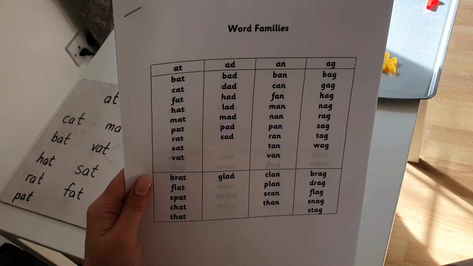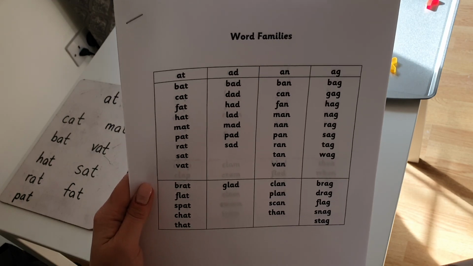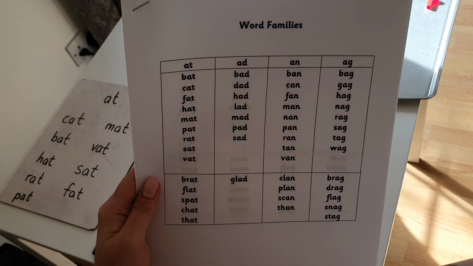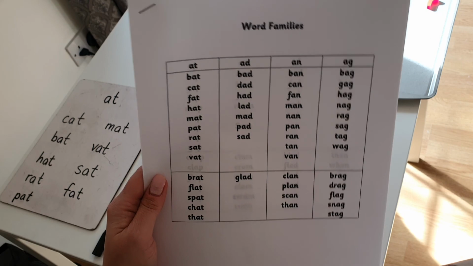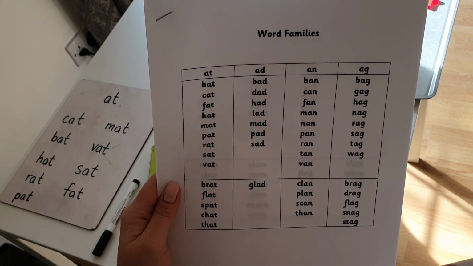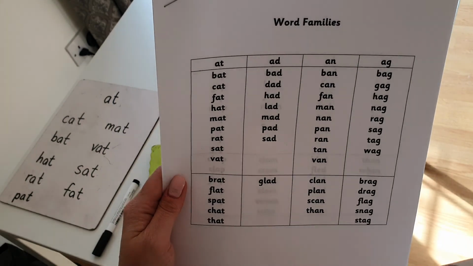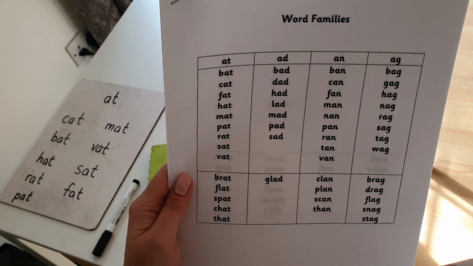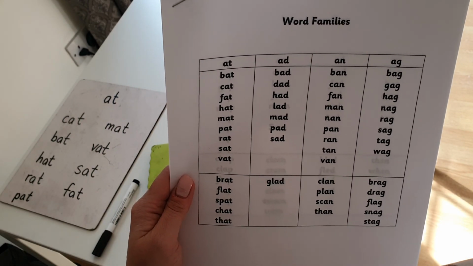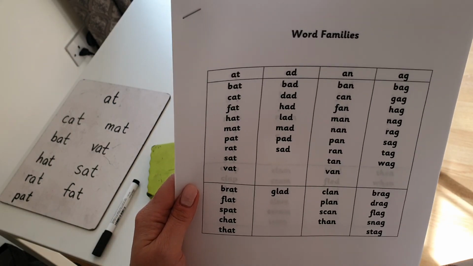There's two ways to start this lesson. The first way is you could say to the child, I'm going to say a list of words and they all have the at sound in them. I want you to listen for the at sound. Bat, cat, fat, mat, hat, pat, rat, sat, vat. Did you hear the at sound there?